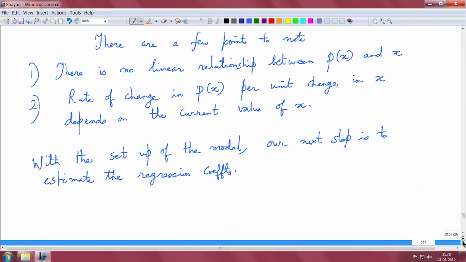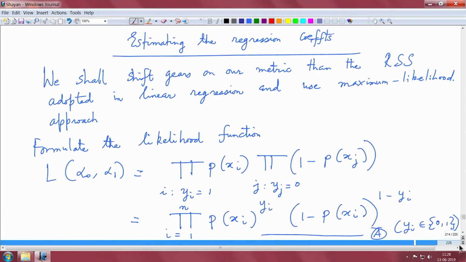There are a few points to note. First, there is no linear relationship between p of x and x, and the rate of change in p of x per unit change in x depends on the current value of x, right. So, with this setup of the model, our next step is to estimate the regression coefficients, which are alpha naught and alpha 1. Now, let us see how we can approach this problem.